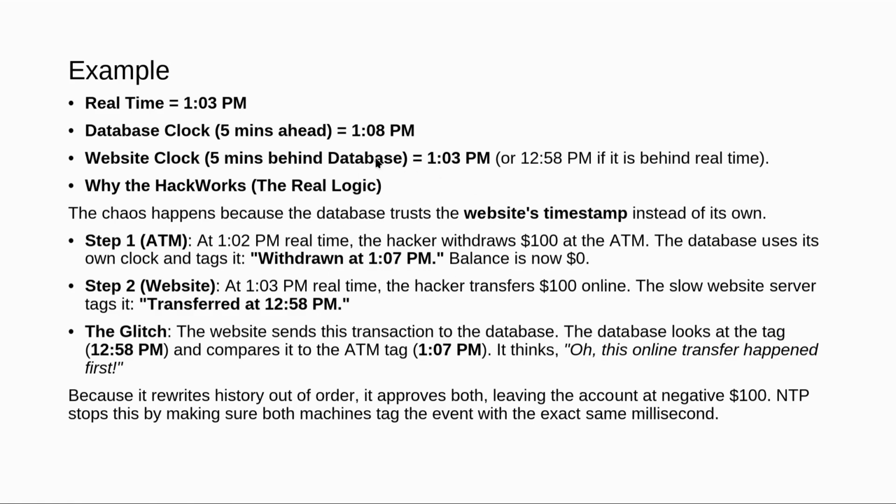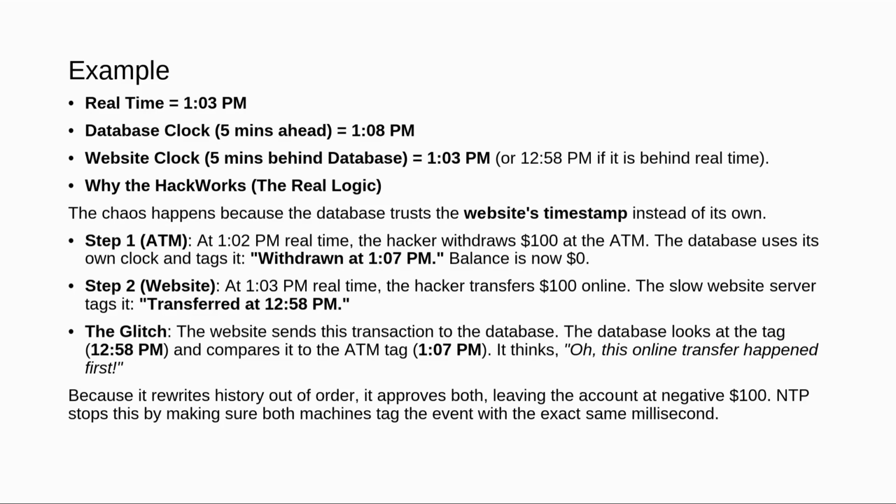So this is how the hack works. Assume at 1:02 p.m. real time, a hacker withdraws $100 at the ATM. The database uses its own clock and tags the withdrawal at 1:07 p.m., as it is 5 minutes ahead of the real time. Now the balance is 0, but the website is behind the database, so even though the withdrawal happened, the hacker transfers $100 online. The slow website server tags it as 12:58 p.m.